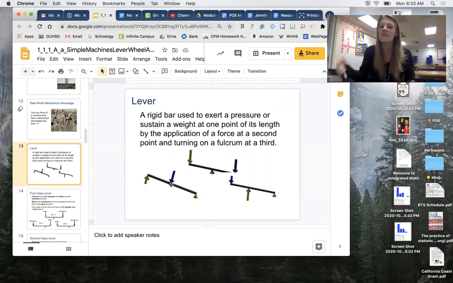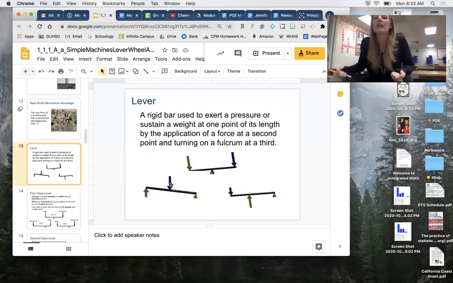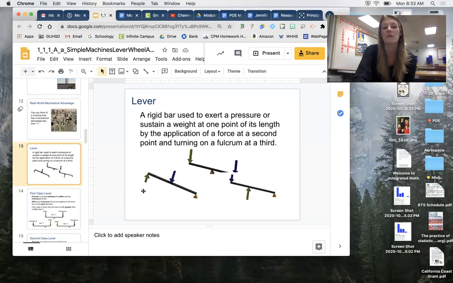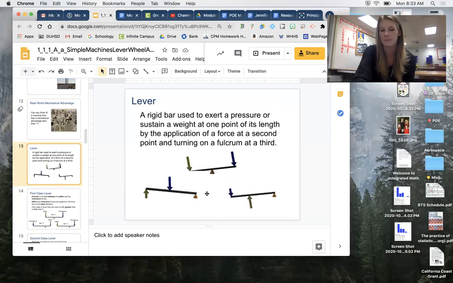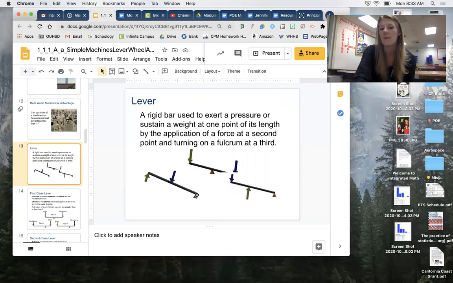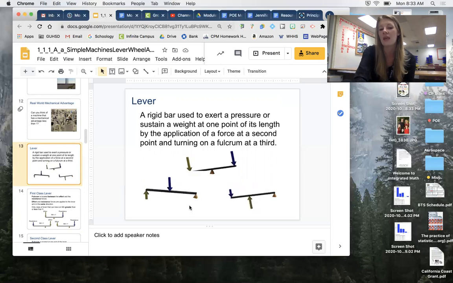This one, if your load is in the middle, or your resistance force is in the middle, think of this almost like a wheelbarrow. You'd be lifting it up. This is your effort force, this green arrow, okay? The fulcrum is right here. Imagine on a wheelbarrow, that would be a tire. So this is like the concept of a wheelbarrow.